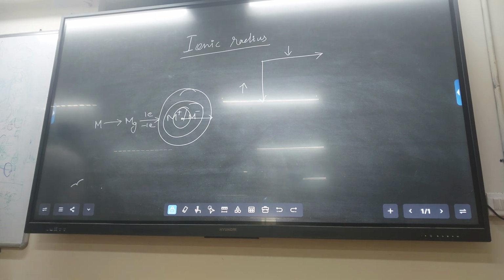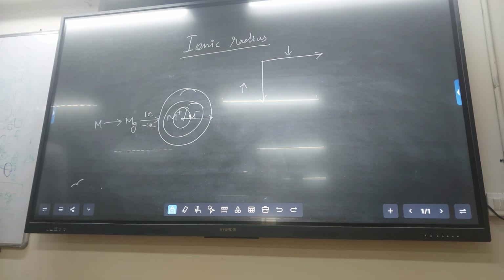Am I right? First, you write the definition of ionic radius. The definition is the same, but at the end you add one electron or remove one electron from the atom.